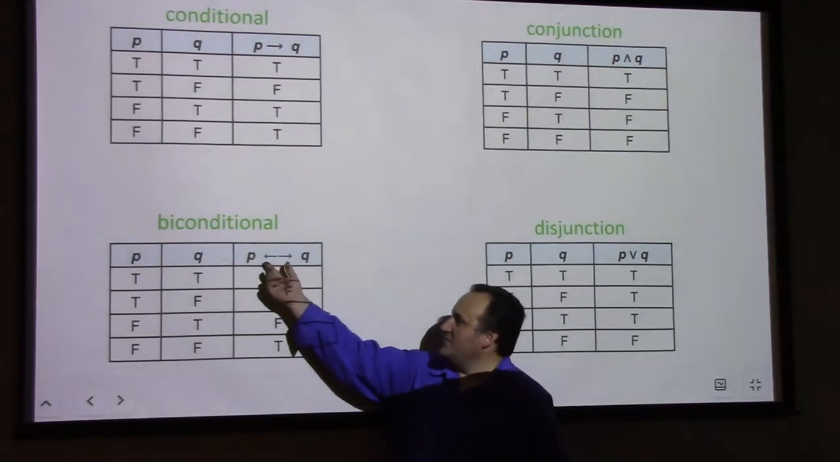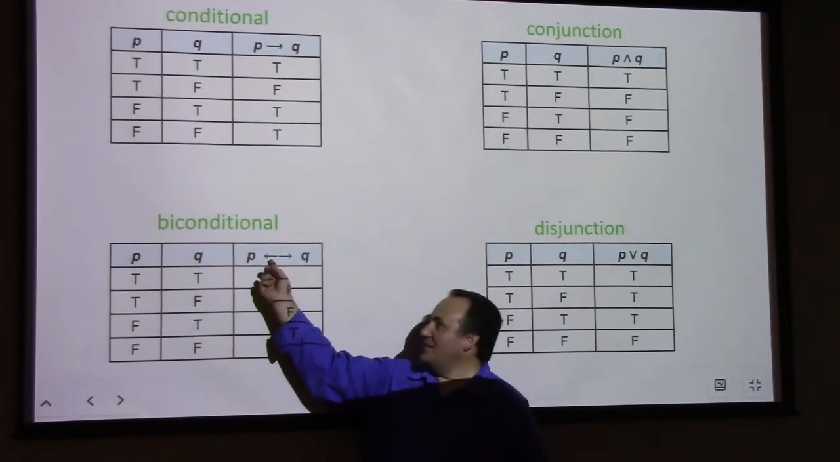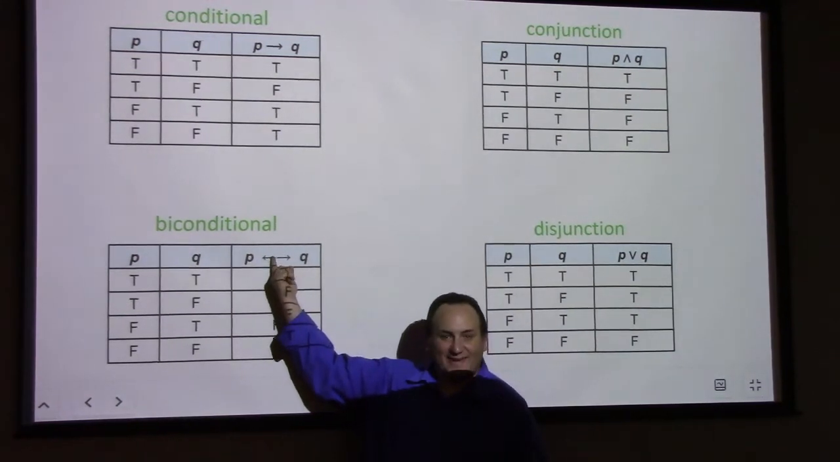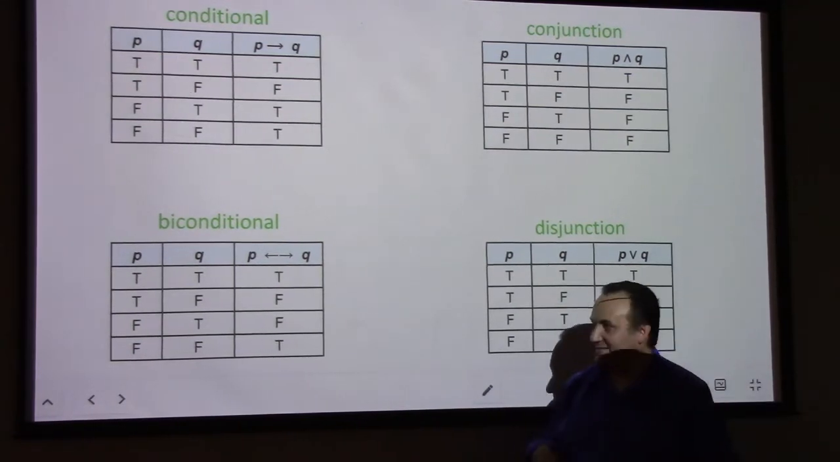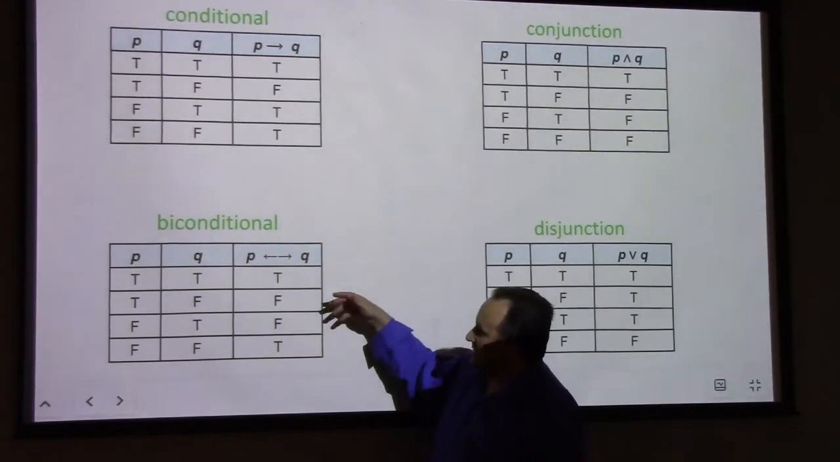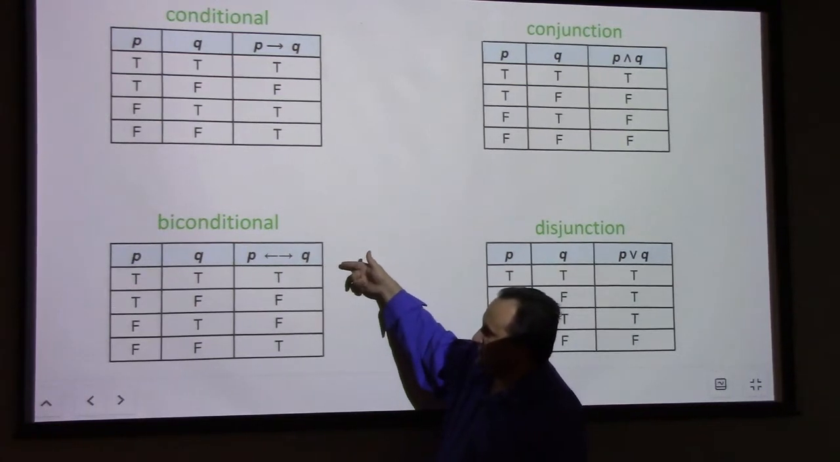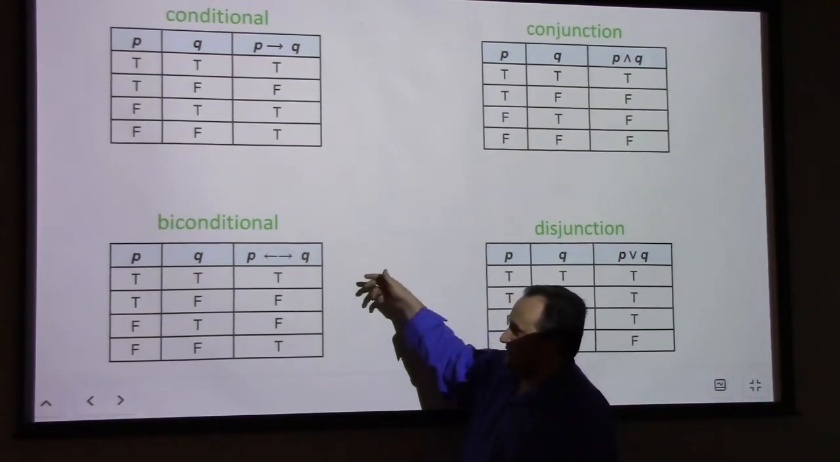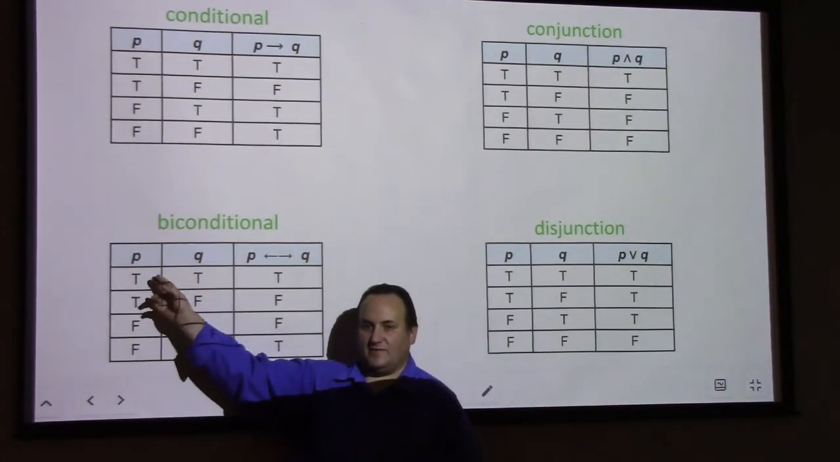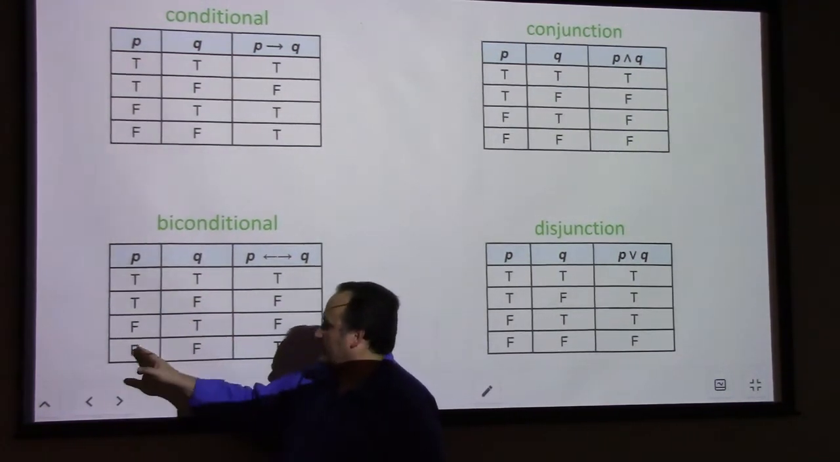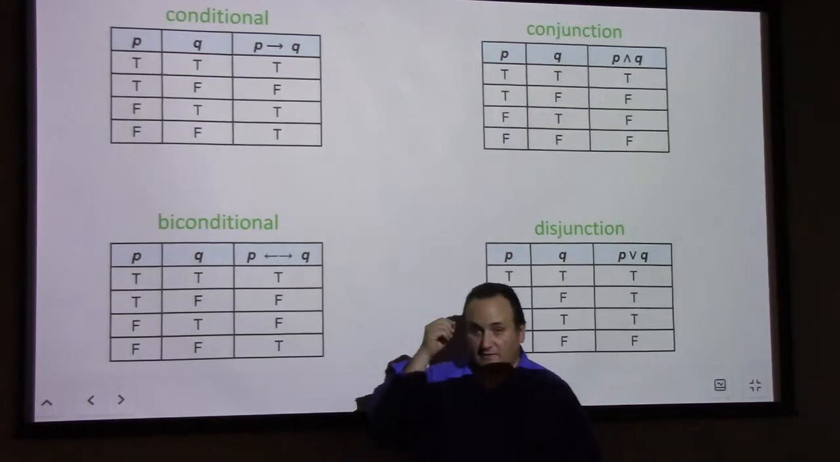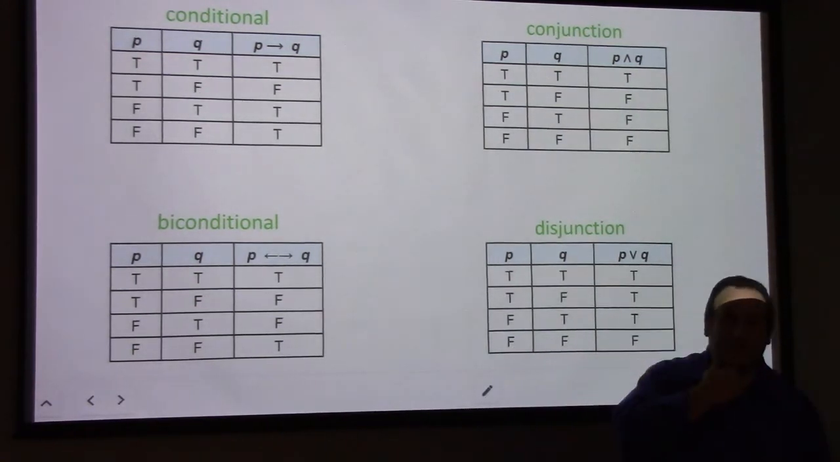Anyway, this is supposed to be just one continuous arrow. I don't know how to make that little thing go away, all right? So don't read anything into it. It's just the best I could do. And anyway, this is the biconditional. The only way the biconditional is true is if both the input and the output match. I think of it input-output, but if P and Q both match, if they're both true-true or false-false, that's true. Otherwise, if you have true-false or false-true, biconditional is false.